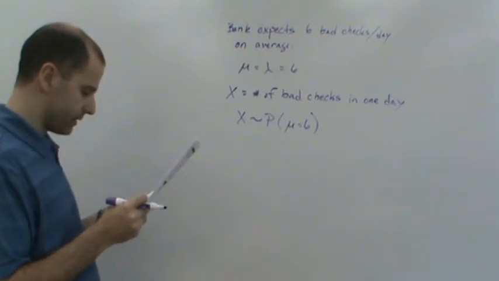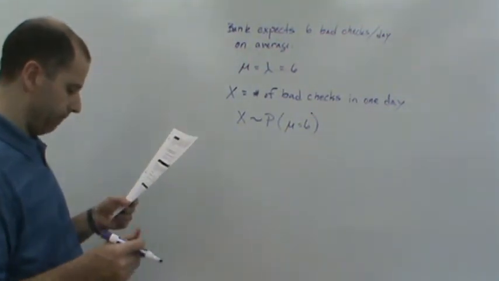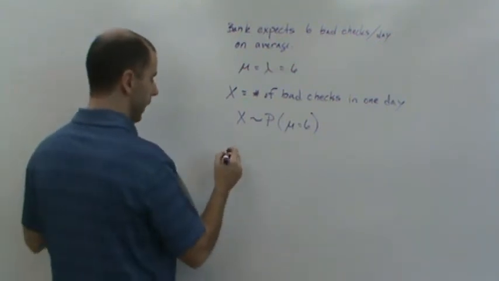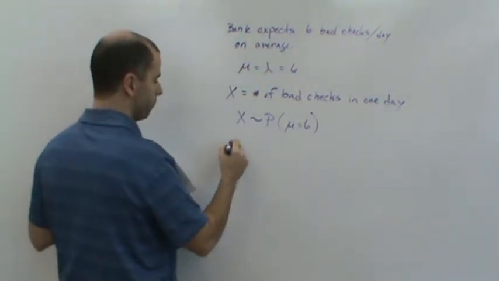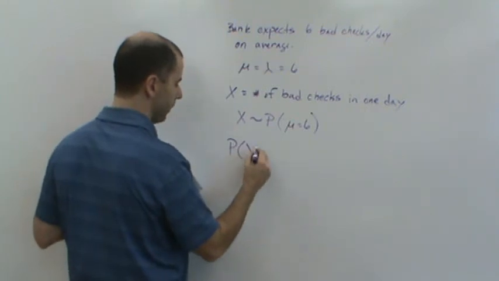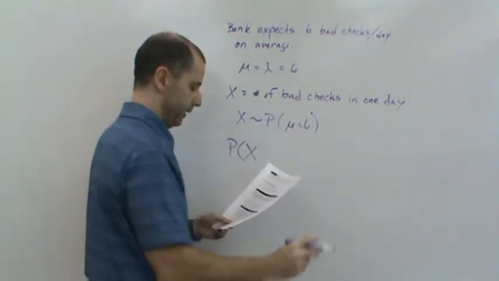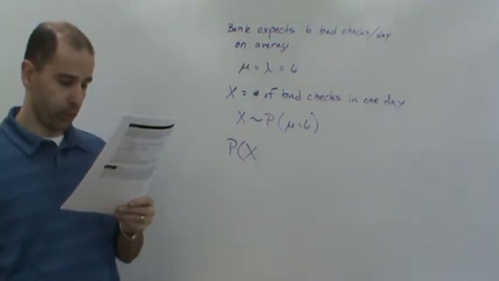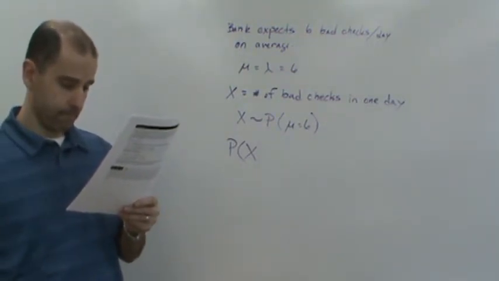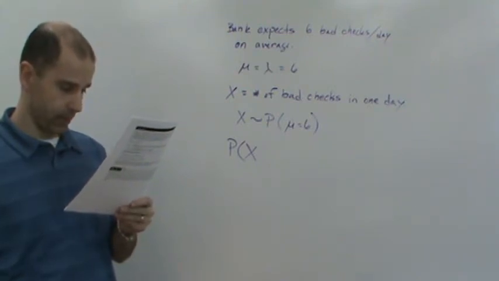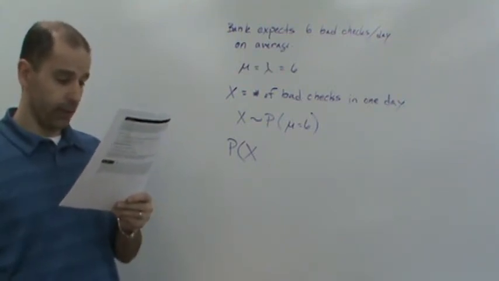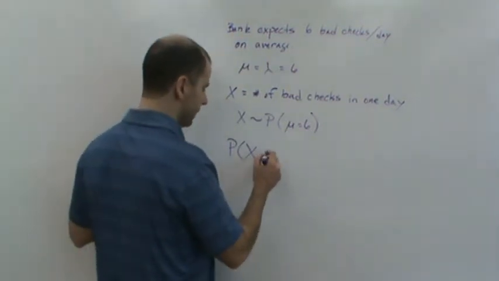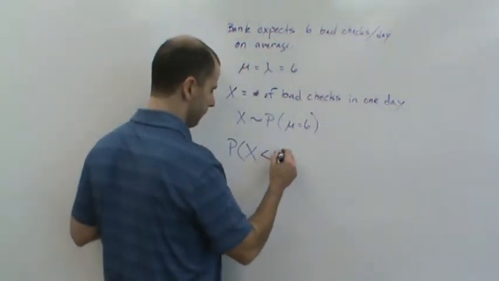So now let's write what they're looking for. Now that we have everything that we need, what do they want? We want to know the probability that x is what? They want to know the probability that they get fewer than 5 checks in a day. So fewer than 5 means less than 5, right?